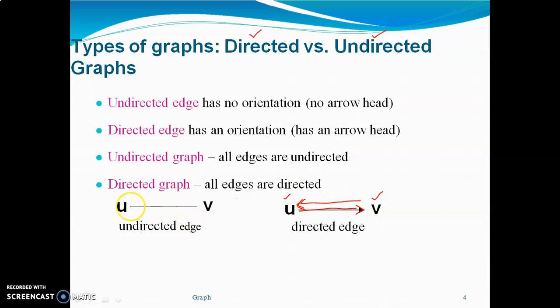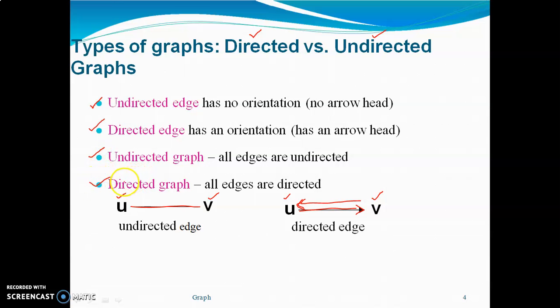Undirected graphs are the graphs which are represented without any direction. The edges are represented without any direction. That means both vertices have an edge: there is an edge from u to v and at the same time an edge from v to u. So the edges can also be differentiated based on type: undirected edges and directed edges. Based on these, we can differentiate the graphs as undirected graphs and directed graphs.